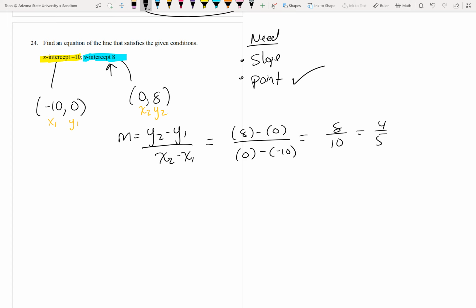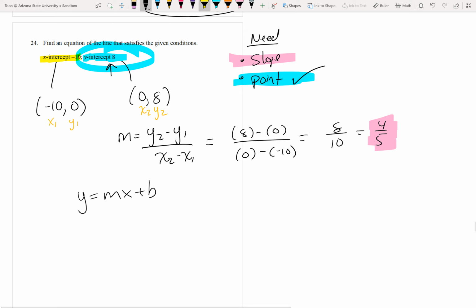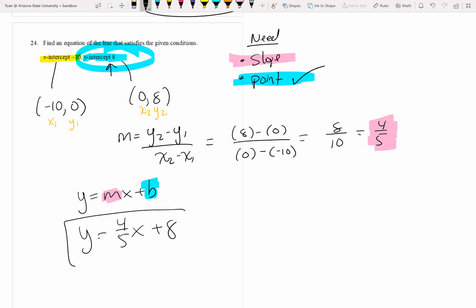Now, I don't have to do point slope form or any of that complicated business, because guess what? We have our slope now. And although it's nice to have a point, we have a special point. We have the y-intercept. So just go straight to y equals mx plus b, because remember, this is the slope here, m, and this is the y-intercept, b. So there's our answer, y equals 4/5 x plus 8. So hopefully that was a piece of cake.